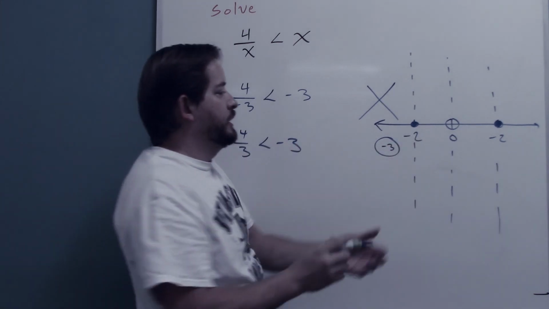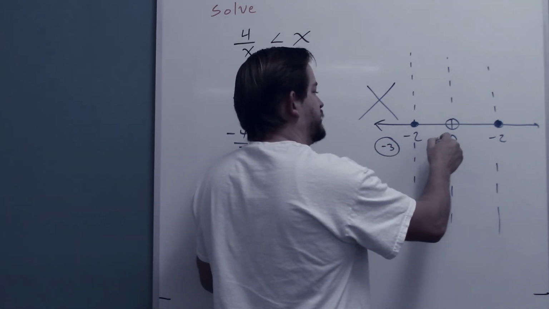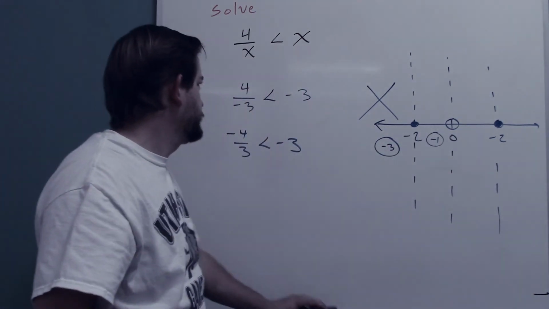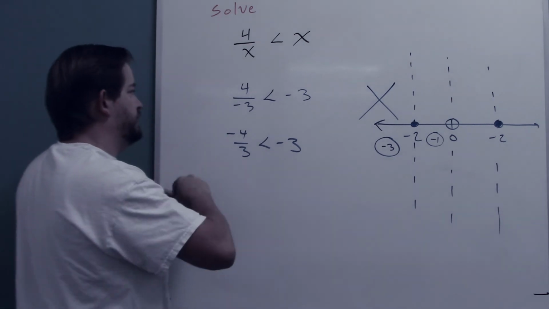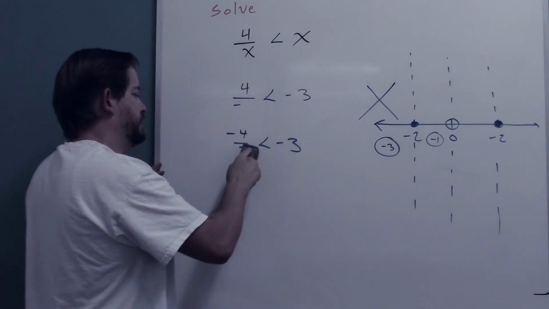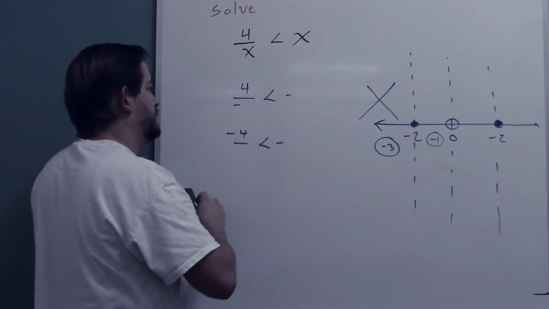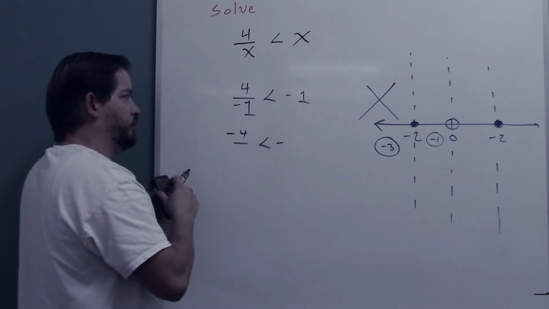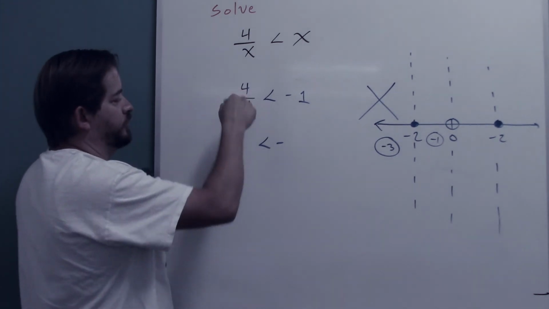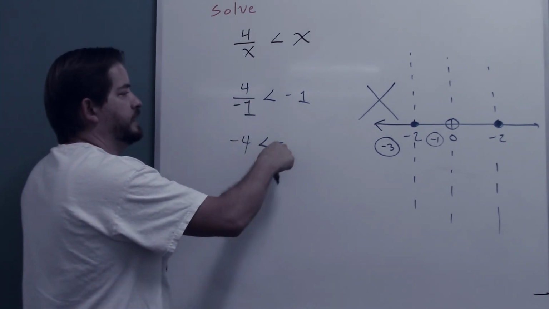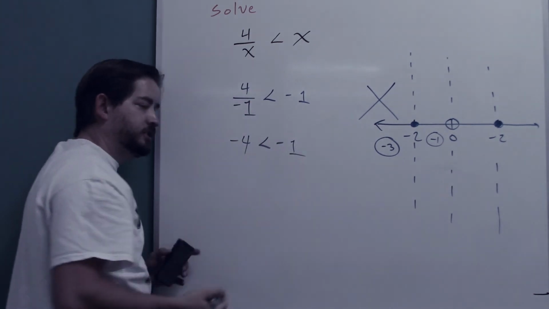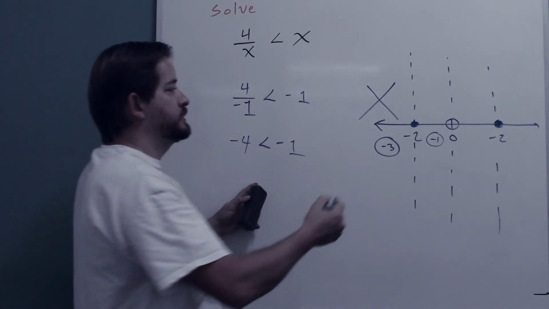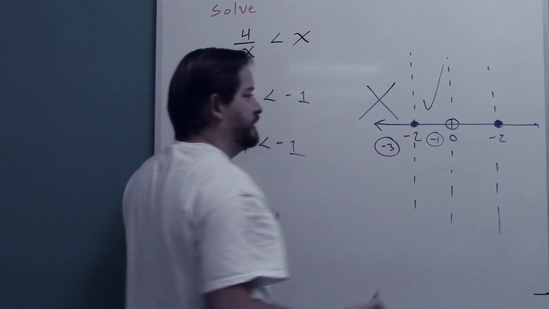I want to try a number in between negative 2 and 0. I'll throw in negative 1. And really all I have to do is this, right? Negative 1, negative 1. 4 over negative 1 is the same as negative 4. Is that less than negative 1? That's true. This is definitely true, so check mark it there. That's true.